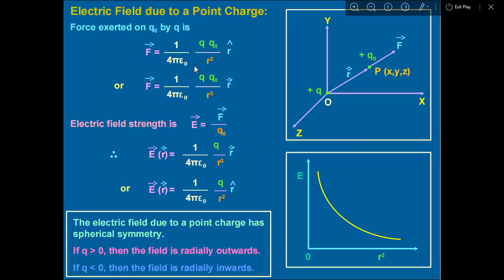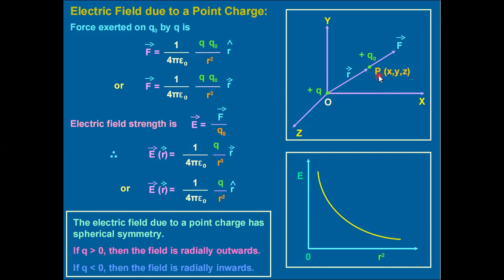So the electric field due to a point charge: the force exerted on the test charge Q naught by Q. So capital F equals 1 by 4 pi epsilon naught Q Q naught divided by r square, and this is the vector form. So this is the three-dimensional X, Y, Z. This is the origin. This is the point P (x, y, z).